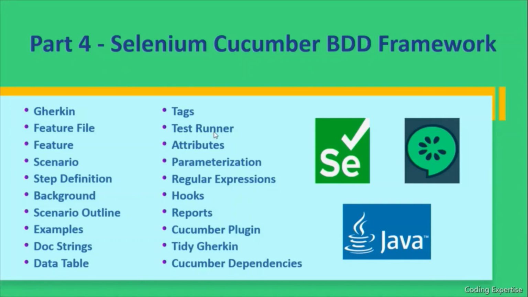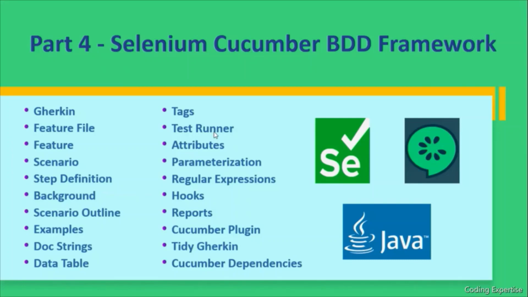Let's see about attributes. There are many attributes like dry run, glue, monochrome, plugin. When we set dry run as true, it checks if all the test steps have step definition. Glue attribute represents a path of the step definition file. Monochrome attribute makes the console output in a readable format. When we set plugin, that generates a test report. So do remember all these attributes.